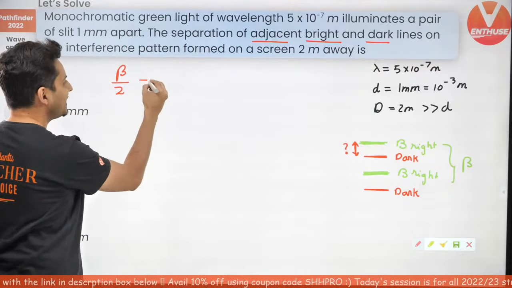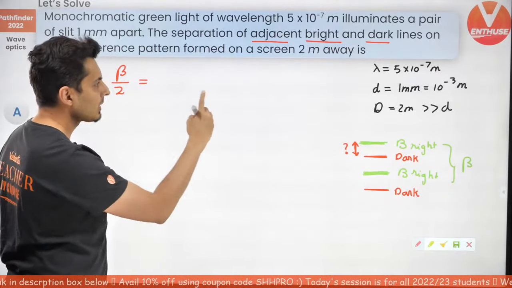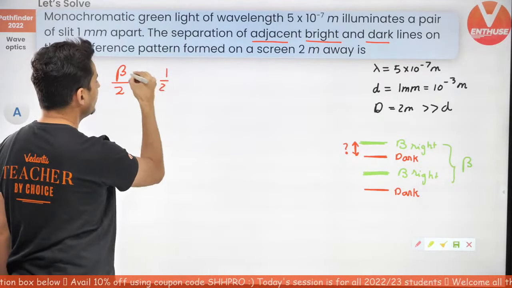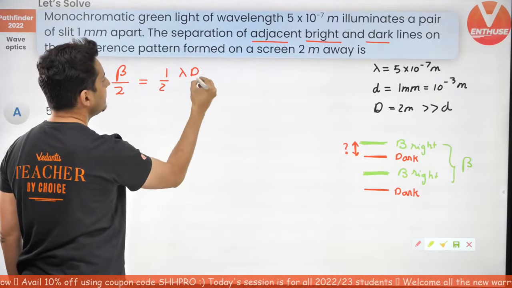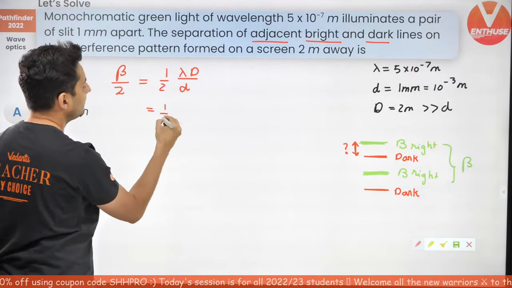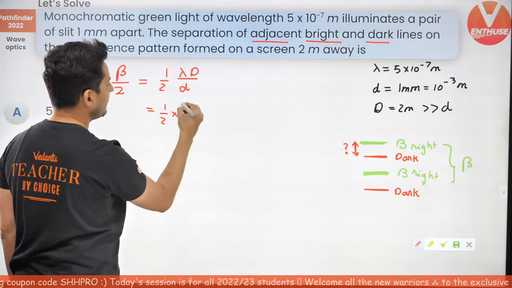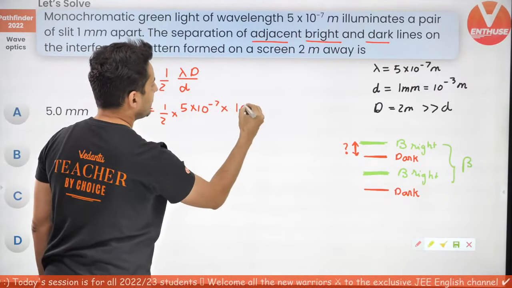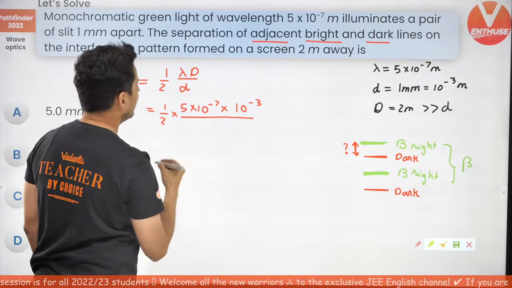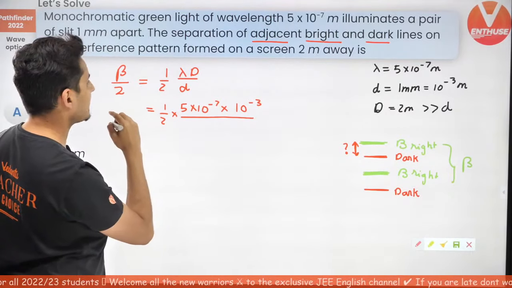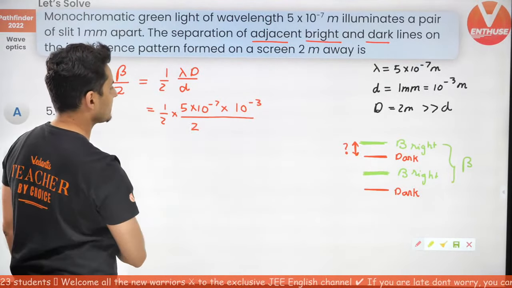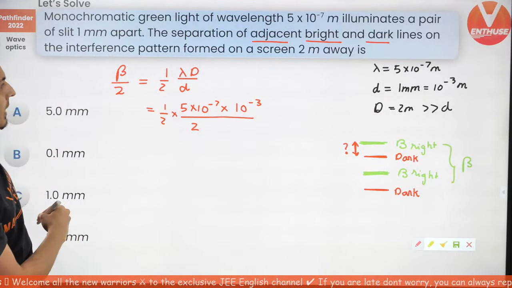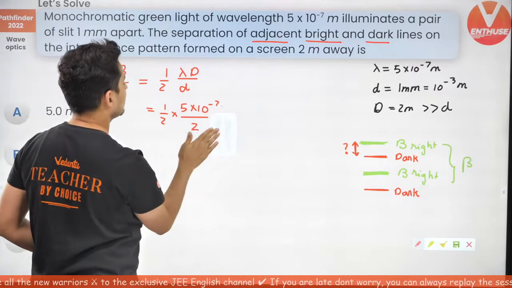So beta by 2. What is beta by 2? Beta by 2 is nothing but 1 by 2. Formula for beta is lambda D by small d. So half into, just substitute the values, 5 into 10 to the power minus 7. Distance is 10 to the power minus 3 divided by small d. Small d is nothing but 2 millimeters. Oh sorry, lambda capital D, my bad, sorry guys.